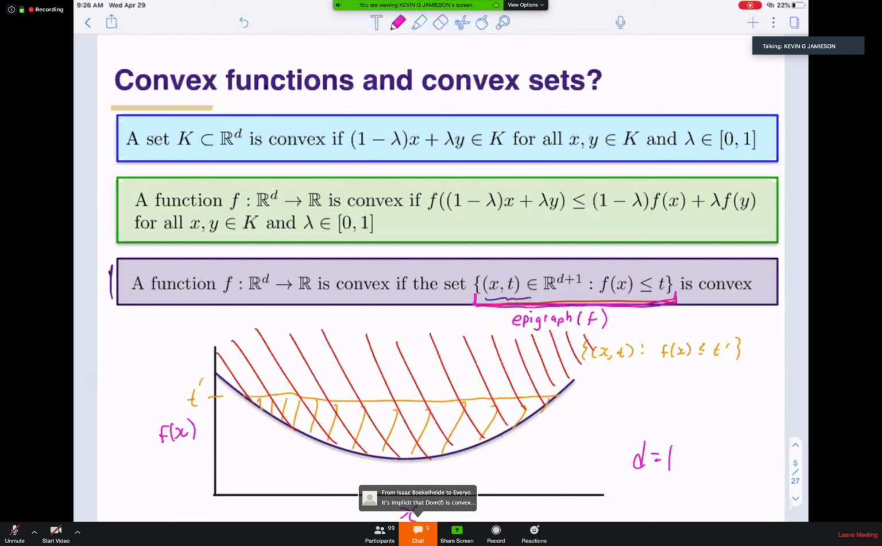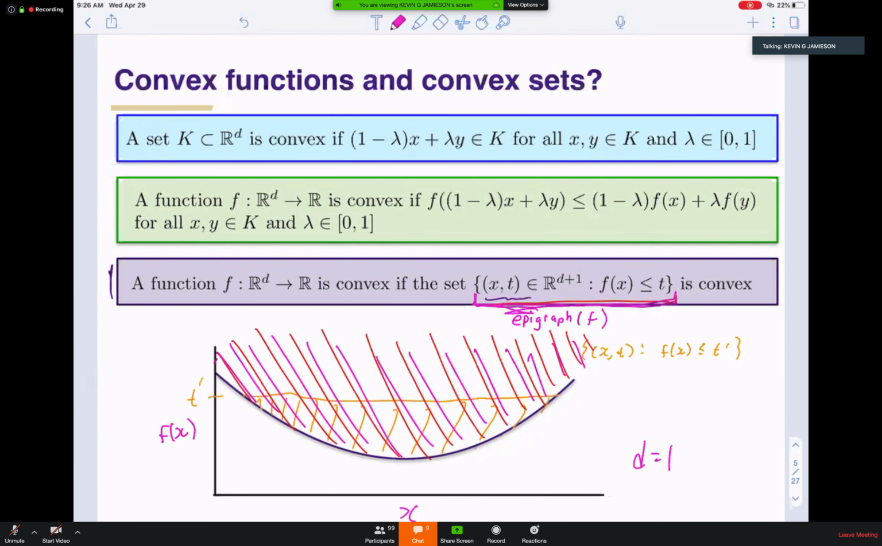The epigraph of f, this set here, is in 2 dimensions because it's all points that are lying above the function f. So traditionally you think of functions as a function of d, but if you sort of lift it, you look at the broader object, as a d plus 1 dimensional object. And so that's what it's doing. Got it. Cool. Thanks.